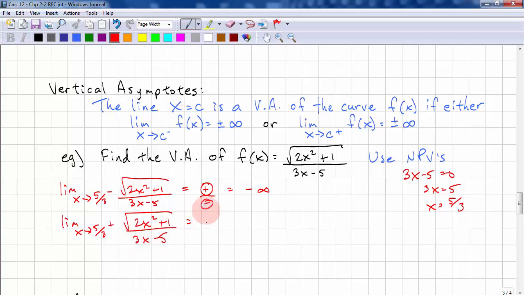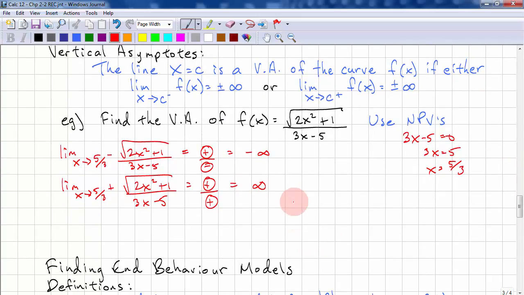Okay, again, the numerator is going to be positive. This is going to be slightly bigger than 5 over 3. If we multiply that by 3, it's slightly bigger than 5, which gives us a positive denominator. And this is going to positive infinity. So, vertical asymptote at x equals 5 over 3.